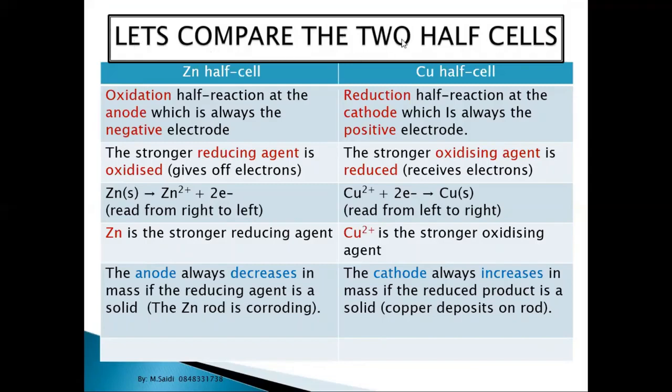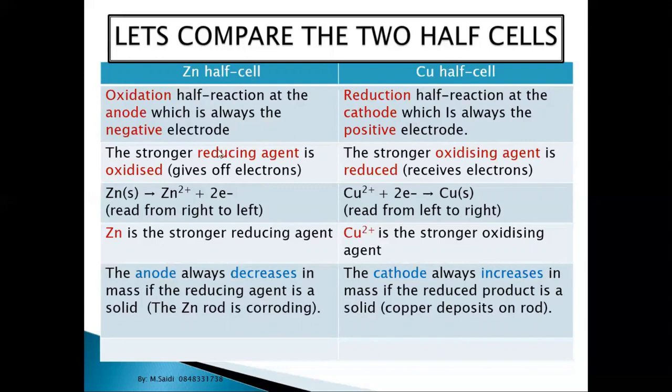All right, let's compare the two half cells. Number one, the zinc half cell, then the copper half cell. The one we have talked about, oxidation reaction, occurs at the anode, which is always the negative electrode. We know that the anode is always a negative electrode. So oxidation occurs there. It means that zinc will ionize. When it ionizes, then it increases in charge. Then obviously reduction will occur at the cathode, and it's always a positive electrode.